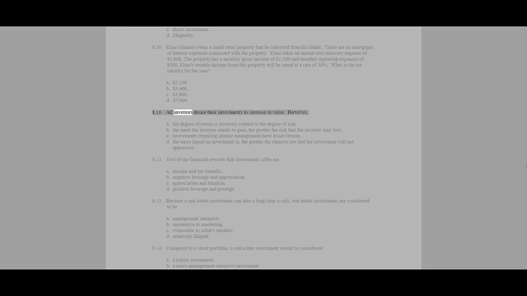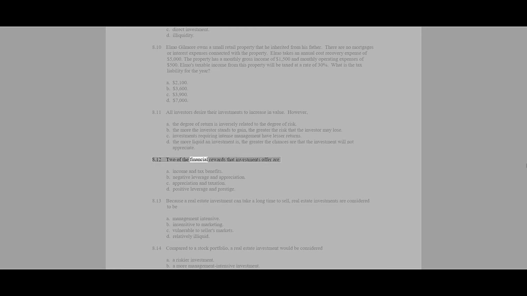8.11 All investors desire their investments to increase in value. However, A. the degree of return is inversely related to the degree of risk. B. the more the investor stands to gain, the greater the risk that the investor may lose. C. investments requiring intense management have lesser returns. D. the more liquid an investment is, the greater the chances are that the investment will not appreciate.